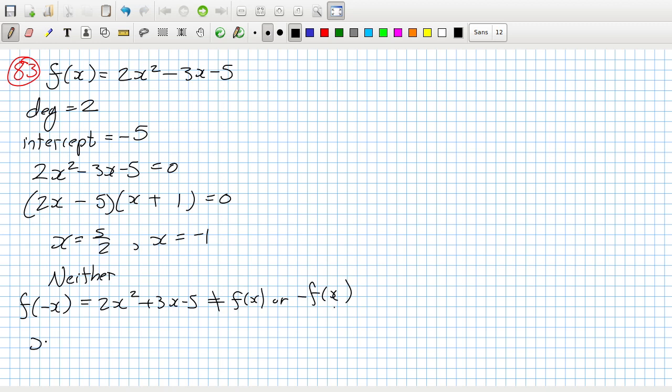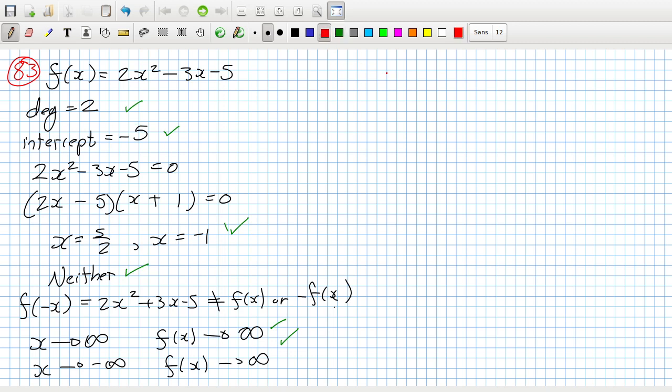the end behavior. So when x goes to infinity, this function will rise to infinity, and when x heads to minus infinity, this function will also rise to infinity, because the 2x squared term dominates in the expression for large values of x. Let's just see if the answers match the back. 2, minus 5, 5 over 2 and minus 1. Both ends rise, neither. And degree, yeah. Okay, so we're doing fine.